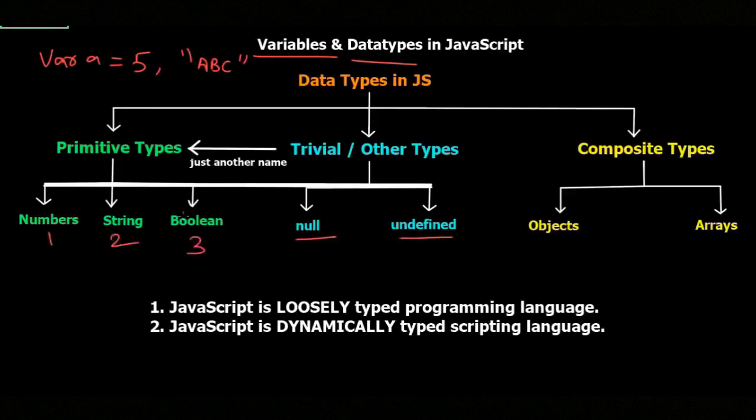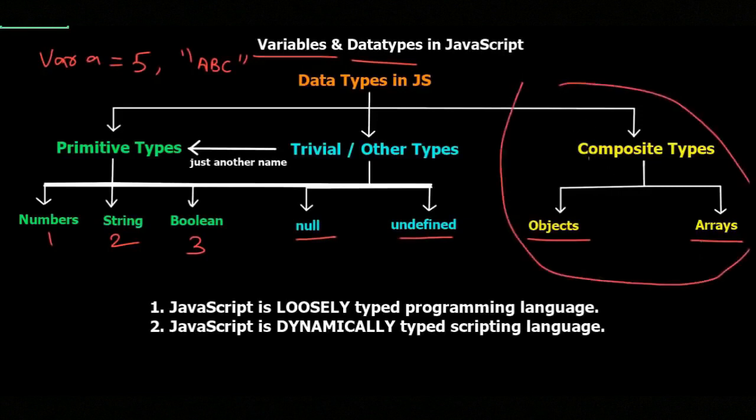So we have numbers, we have strings and we have boolean as primitive types. Again we have null and undefined also as primitive types, but they are also called trivial or other types. And lastly we have composite types, which are complex types basically, which consist of objects and arrays. So we'll talk about complex or composite types in further videos, wherein I'll have separate videos for each of these types. Right now we'll just deal with these 3 primitive types in the programming part.